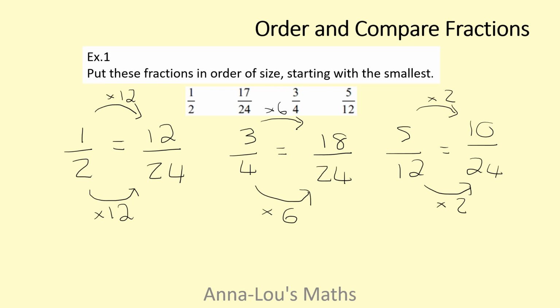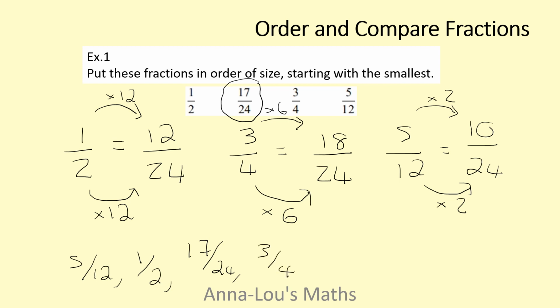Now I've got them all in 24ths. Don't forget your original one that you didn't need to change. I need to put them in order. It says start with the smallest, so it wants it in ascending order. So the smallest is which has the smallest number on the top. Now my smallest one is 10/24ths. When I'm writing my final answer, I need to put it back into its original format. So the smallest one in this case will be 5/12ths. My next smallest one is 12/24ths, so my next smallest one is a half, followed by 17/24ths, followed by 18/24ths, which is 3/4.